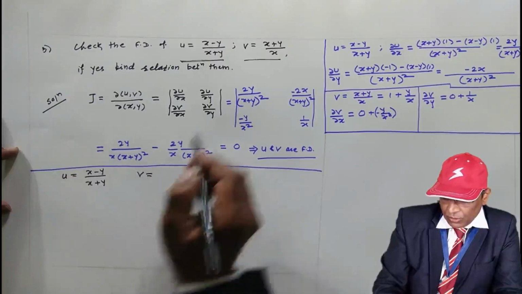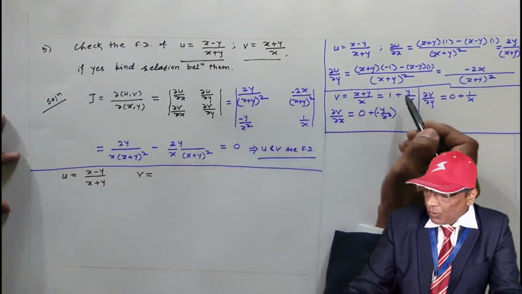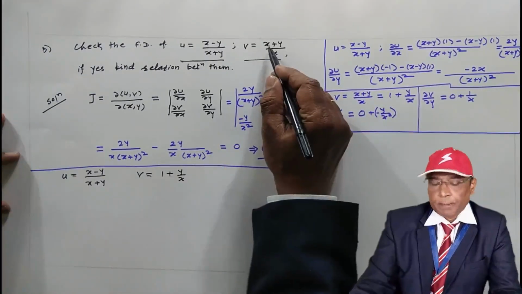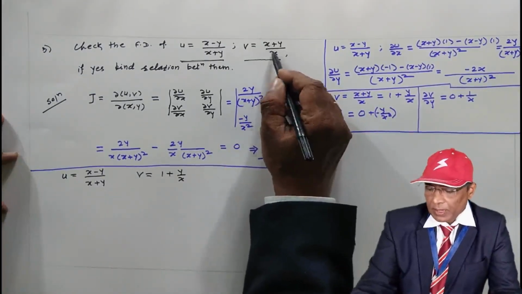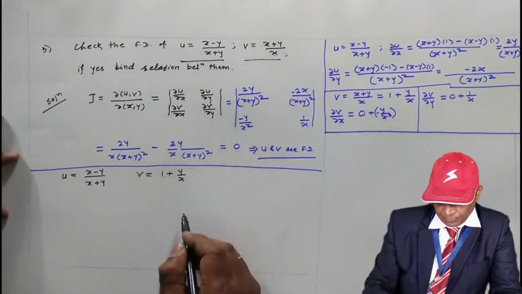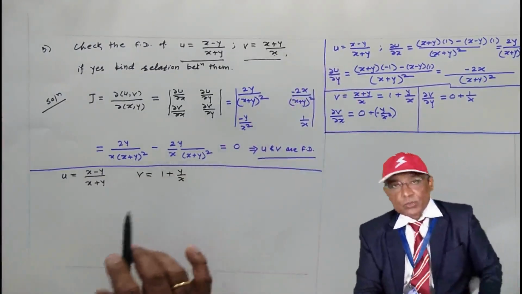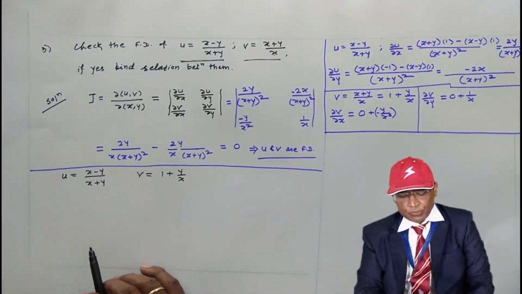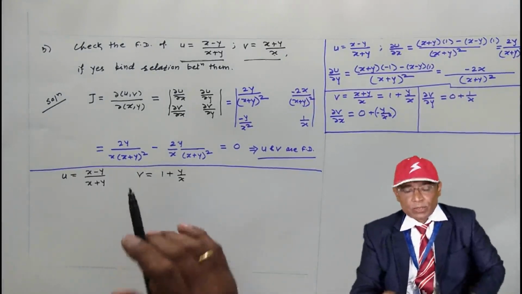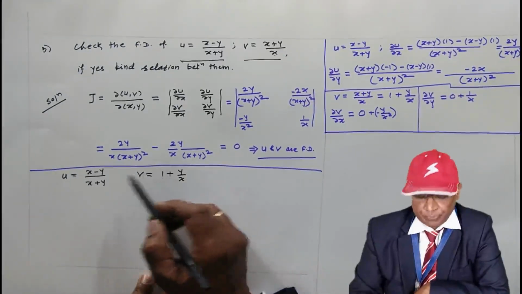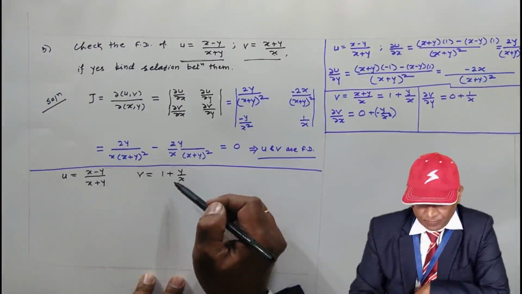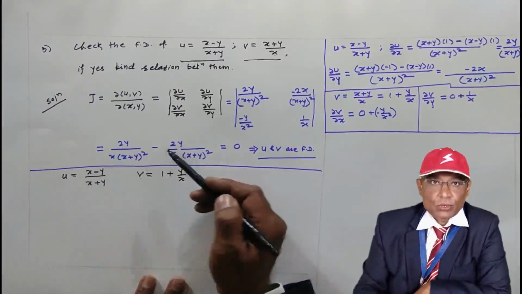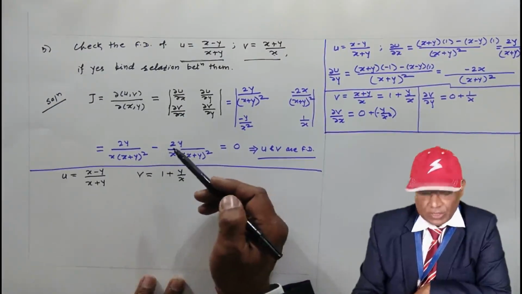V is given to you, directly writing in this way, 1 plus y by x. Because when you take separate denominator, x by x is 1 and y by x, like that. Now if you look at these two variables very carefully, u and v, what is our target? Our target is to remove x and y. Once you remove x and y, you will get the relation between u and v. The removal of x and y is our job to find the relation.